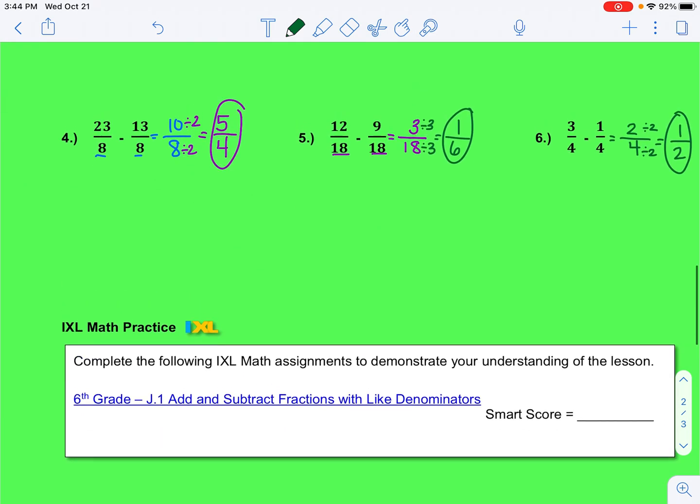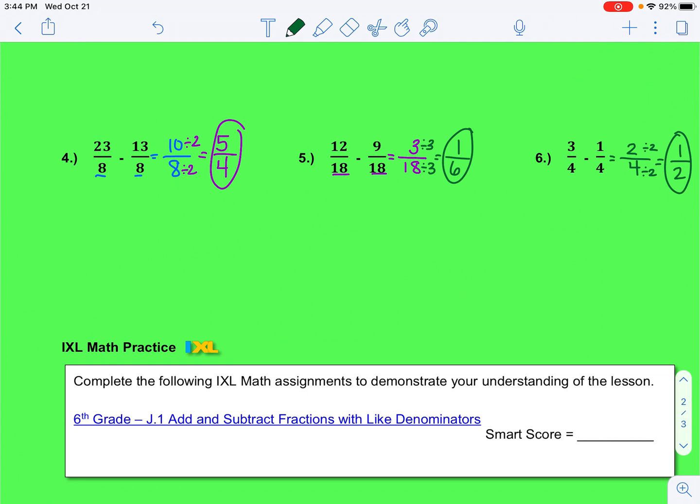Alright, so right now you have one IXL to do, and just know it is in 6th grade. So make sure you don't do 7th grade J1, make sure you do 6th grade J1.